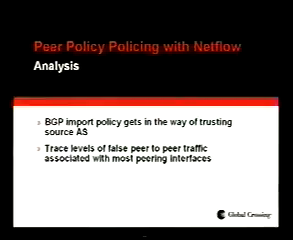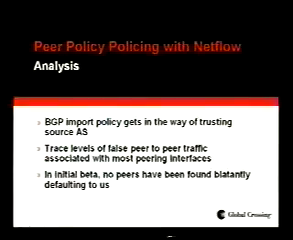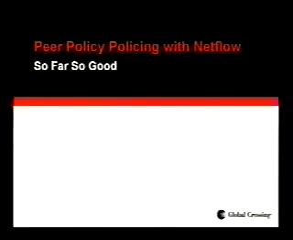So, in our analysis, we found that the BGP import policy gets in the way of trusting source AS. Trace levels of false peer-to-peer traffic were associated with most of the interfaces. And for our initial beta, we had no peers that have been found blatantly defaulting to us. Matt, can you explain a little bit more about why you didn't want to trust source AS?